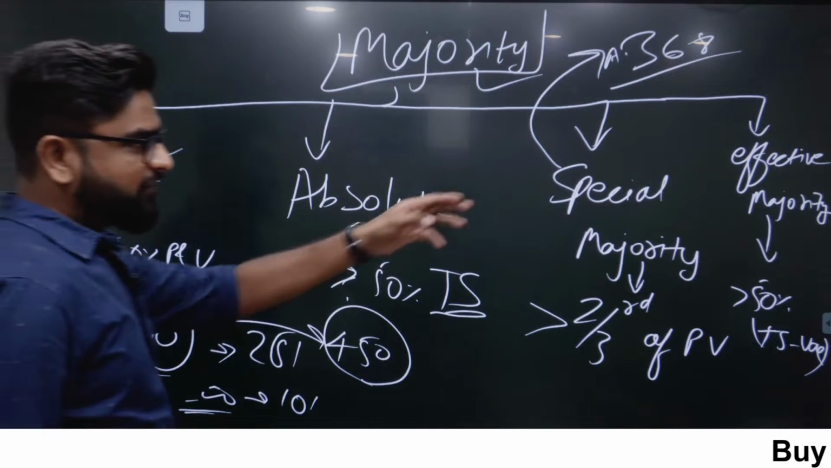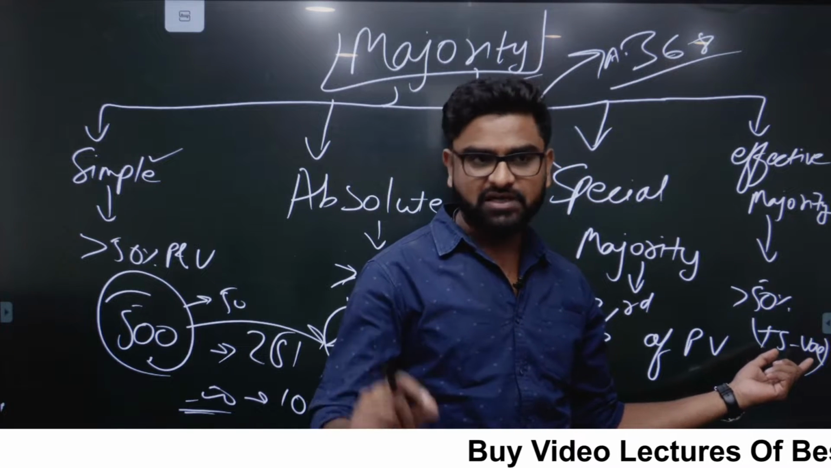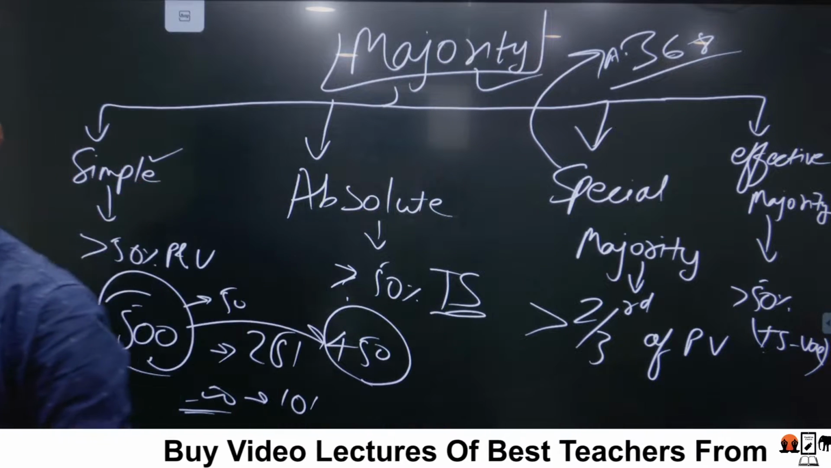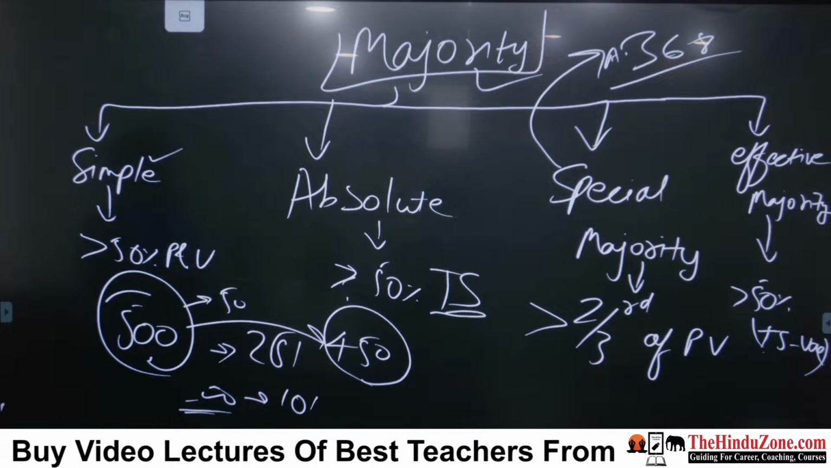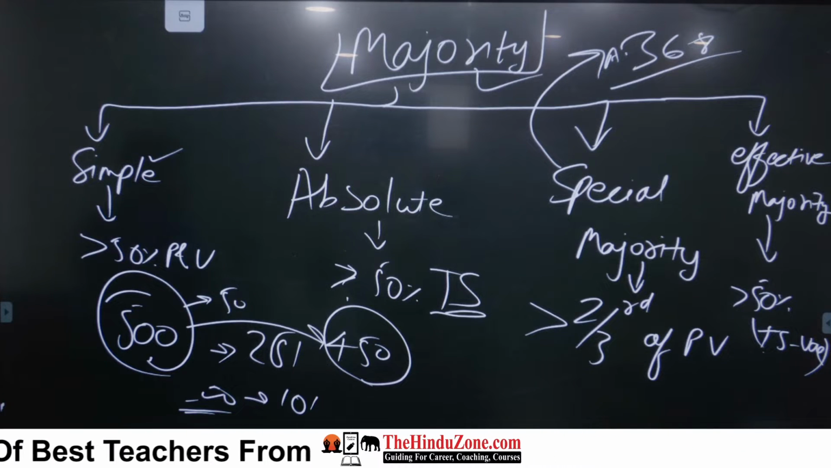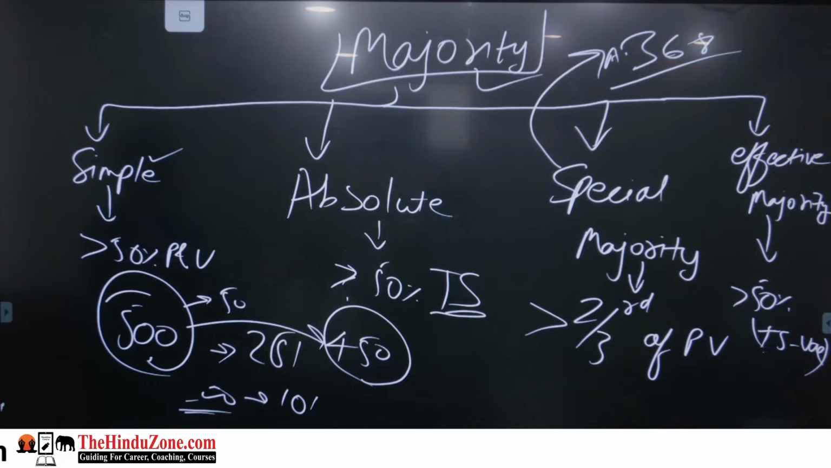Because we want effective majority, which is more than 50% of effective strength. The effective strength is total strength minus vacancies. The people who are no longer the member of the house. Vacancy means they are no longer the member. Absent simply means you have not come to the office. You are the member, you have not come to the office.